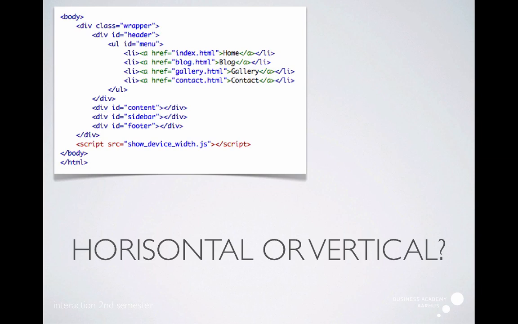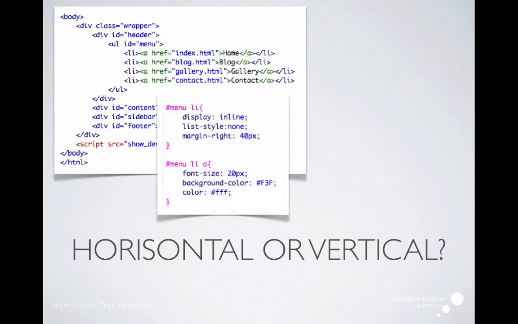This is the markup for our menu. We have an unordered list with an ID menu. Then we have 4 list items for our menu. And the CSS goes like this, standard CSS. If you want to make a horizontal menu or horizontal list, we have display inline, list style none, margin right at 40 pixels, so we have some space between the menu items, and we give the link another color, a different font size, and a background color for it.